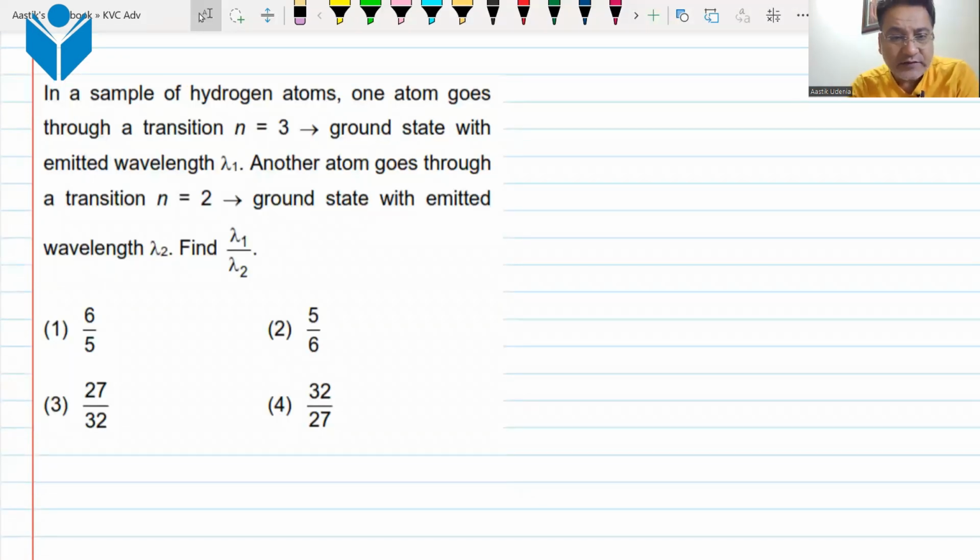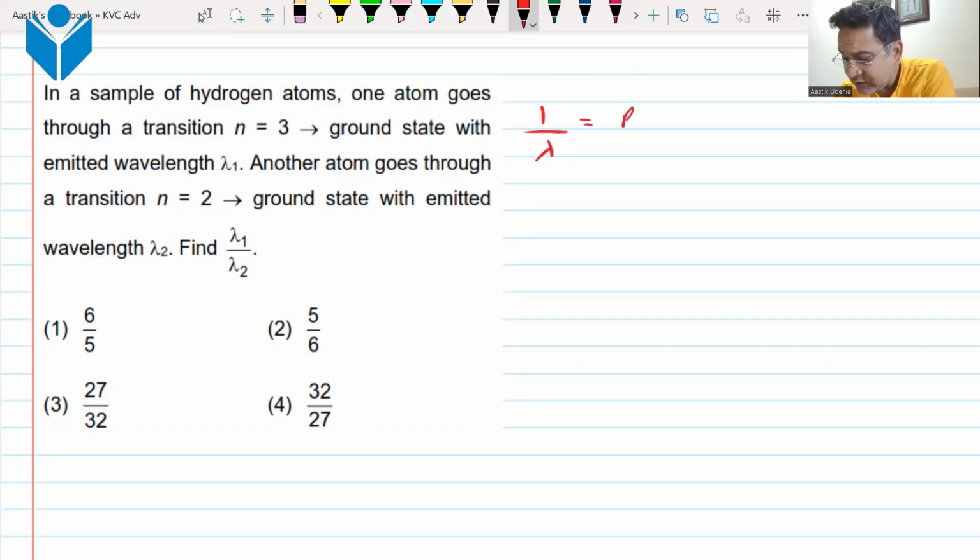In a sample of hydrogen atom, one atom goes through a transition 3 to ground. Wavelength is lambda 1. Another atom goes through transition 2 to ground. What is the ratio of lambda 1 by lambda 2? I'll give you a minute to do this. 27 by 32. Remember the formula for 1 by lambda.